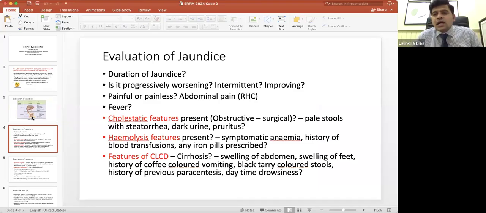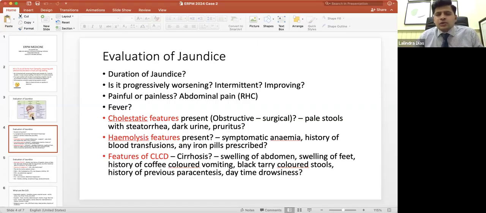So you ask the patient how long the eyes have been yellow. Patient says 2 months. Is it progressively worsening or intermittent, or is it improving? Is the jaundice getting better? Is it reducing now? Or is the yellow colour of the eyes becoming deeper? Or was it deep earlier and now the colour is fading? Or does it come and go, yellow for a few days, then fine again, then yellow again? So that is intermittent jaundice. Intermittent jaundice can be important surgically, you know that condition, Mirizzi syndrome, right?